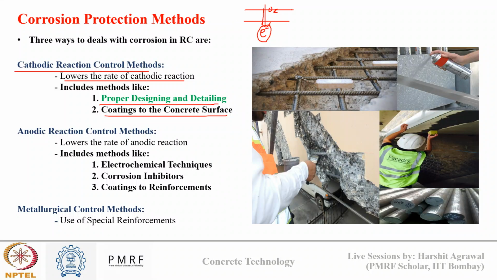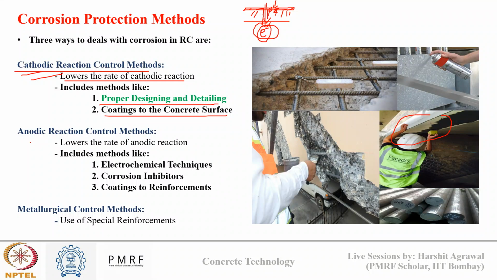And for delaying the movement of oxygen, the interface is the concrete. So if I make a dense concrete, what will happen? The movement of ions will be reduced, so the cathodic reaction will be lowered. And if I coat the concrete surface with a particular coating, then also this oxygen movement will be hindered, so the rate of the cathodic reaction will be controlled. So that comes under the part of cathodic reaction. You can see a couple of examples, like here you can see coating being done on the concrete surface, which can control the cathodic reaction.